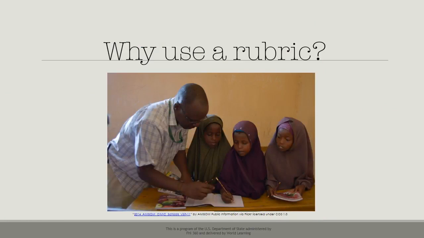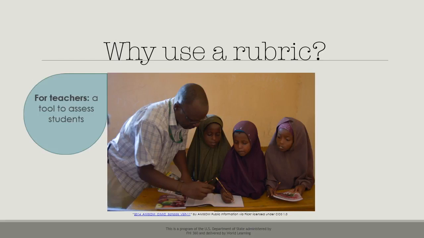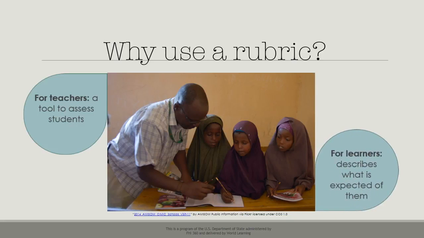Rubrics are very helpful for the teaching-learning process. For teachers, a rubric is not only a tool for assessing students, it also helps the teacher clarify learning objectives. This helps the teacher plan activities better. For learners, rubrics communicate what is expected of them.